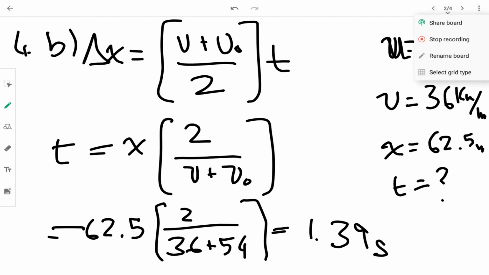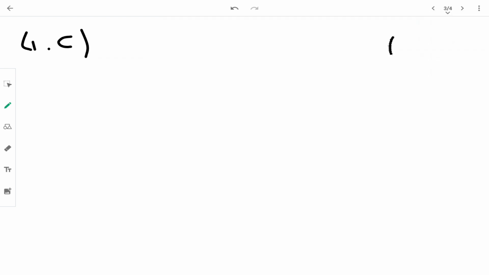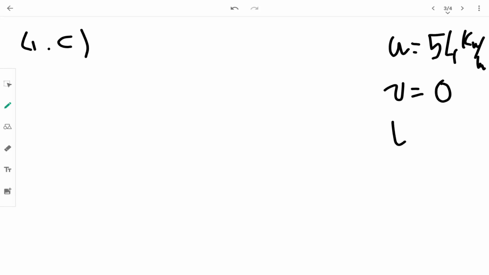So for part C, they wanted to find how long does it take to come to rest from 54 kilometers per hour. So if the initial velocity is 54 kilometers per hour, the final velocity is 0, and you need to find the time. Still have x equals 62.5 meters. I'm going to give you a few seconds to answer the question and then I'm going to come back.